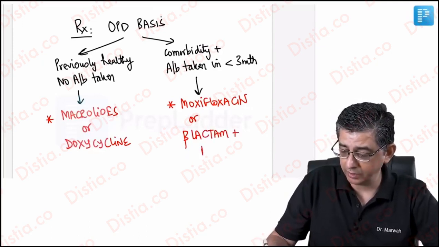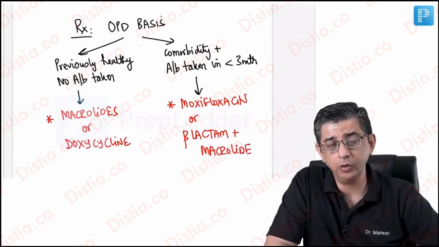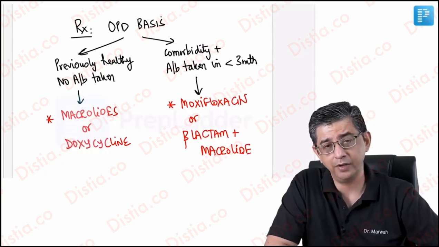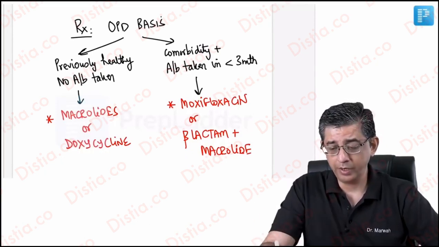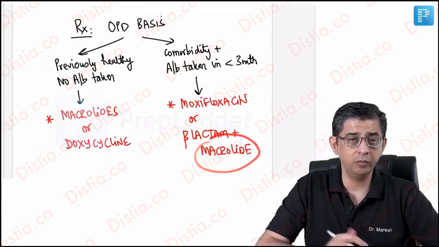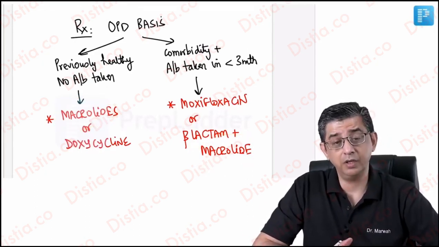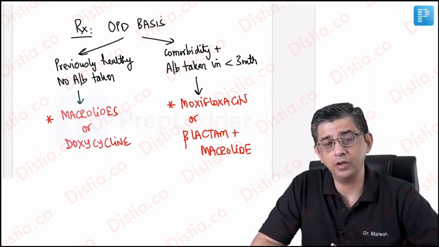I want to highlight that on the right hand side, it would be a combination if we are not talking about respiratory fluoroquinolone or beta-lactam plus macrolides. Overall, you can see from this discussion that macrolides are prescribed to anybody who's having a diagnosis of pneumonia because of the fact that macrolides will be covering typical organisms also and atypical organisms also.